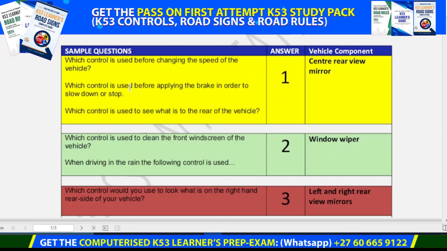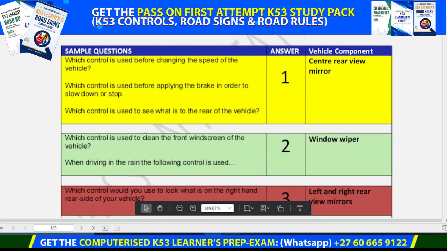Here are the questions that are likely to be asked on control 1, the center rear view mirror. Which control is used before changing the speed of the vehicle? That is the center rear view mirror. Why? Because the driver has to see what is coming at his rear so that he can make the appropriate speed changes.